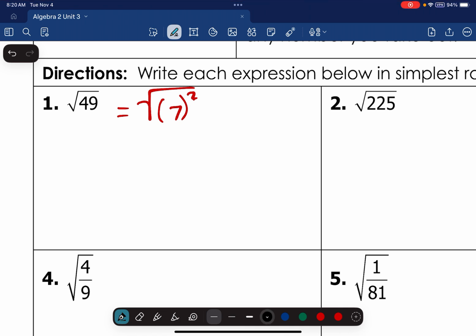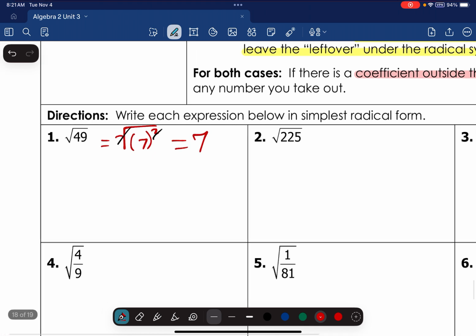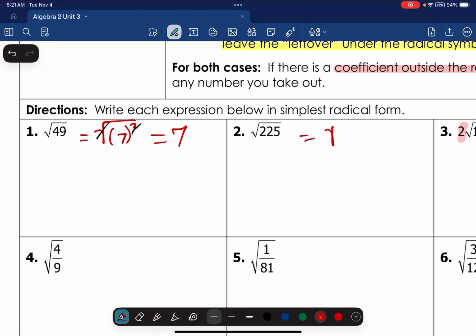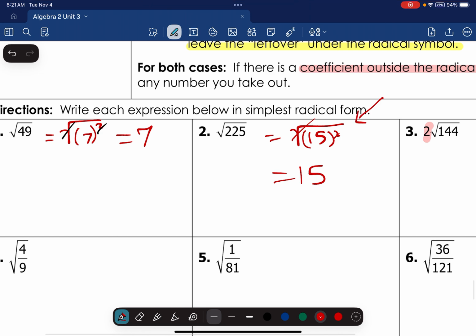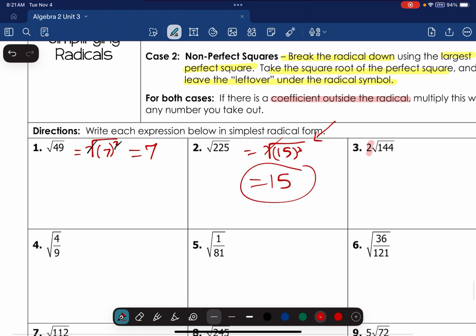What's really happening is the square root and the square are opposites of each other and they cancel each other out. So what's left over is 7. Same thing's happening here. 15 squared is 225, so the square root and the square cancel, so I'm left with 15. I don't have to write this step. If I understand that 15 squared is 225, I know the answer is just going to be 15.